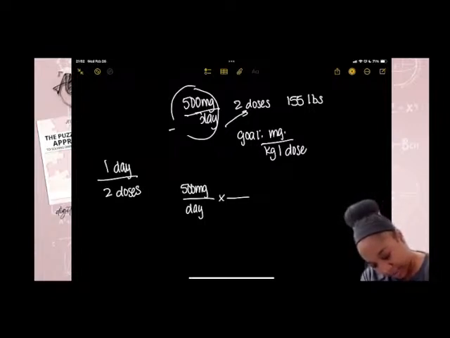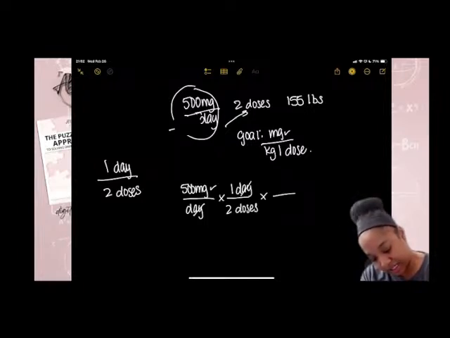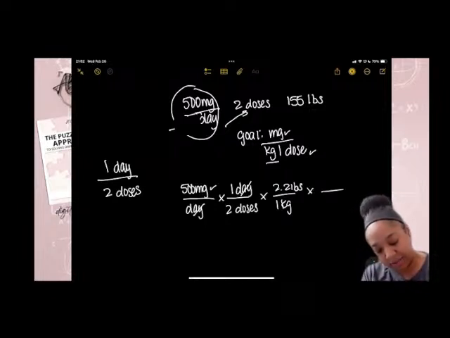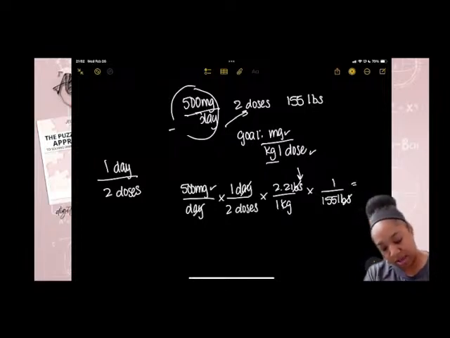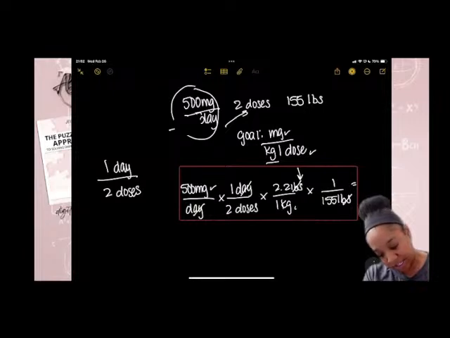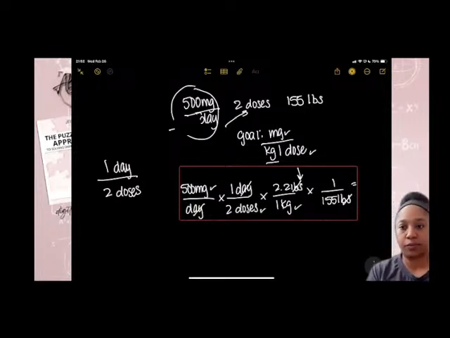Okay. So we got milligrams at the top. Then we need to get rid of day and dose, right? One day has two doses in it. Days cancel out. So the only thing that's left is your kgs. Since it's in pounds, I'll do 1 kg at the bottom, my 2.2 pounds at the top, and then to cancel out my pounds that's now at the top, 155 pounds at the bottom. And you cross that out. And so now you have milligrams at the top, kg at the bottom, and doses at the bottom.